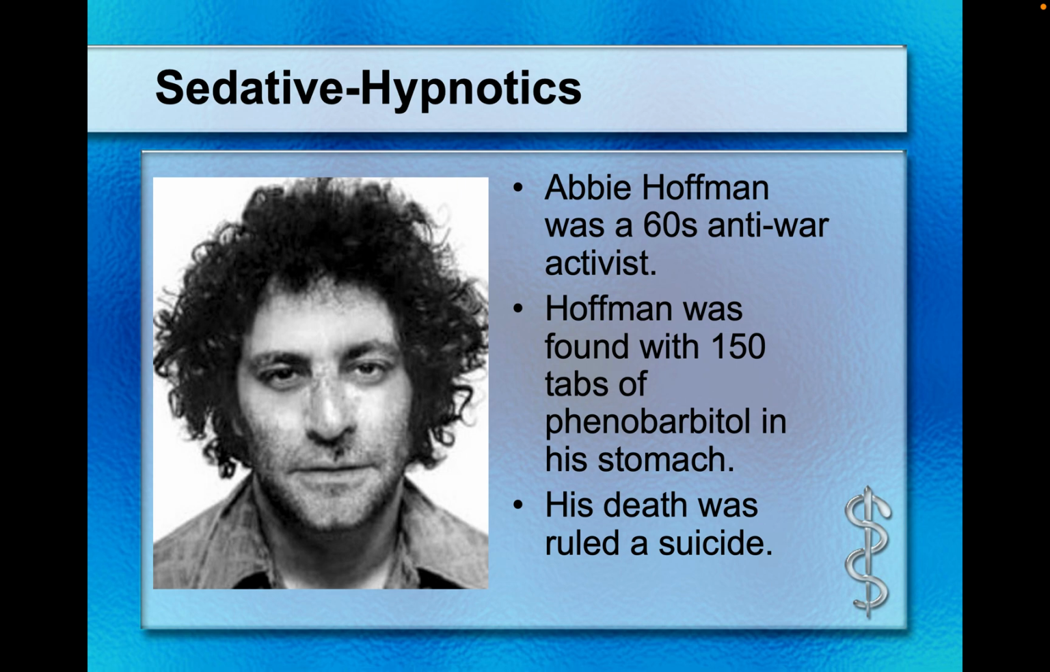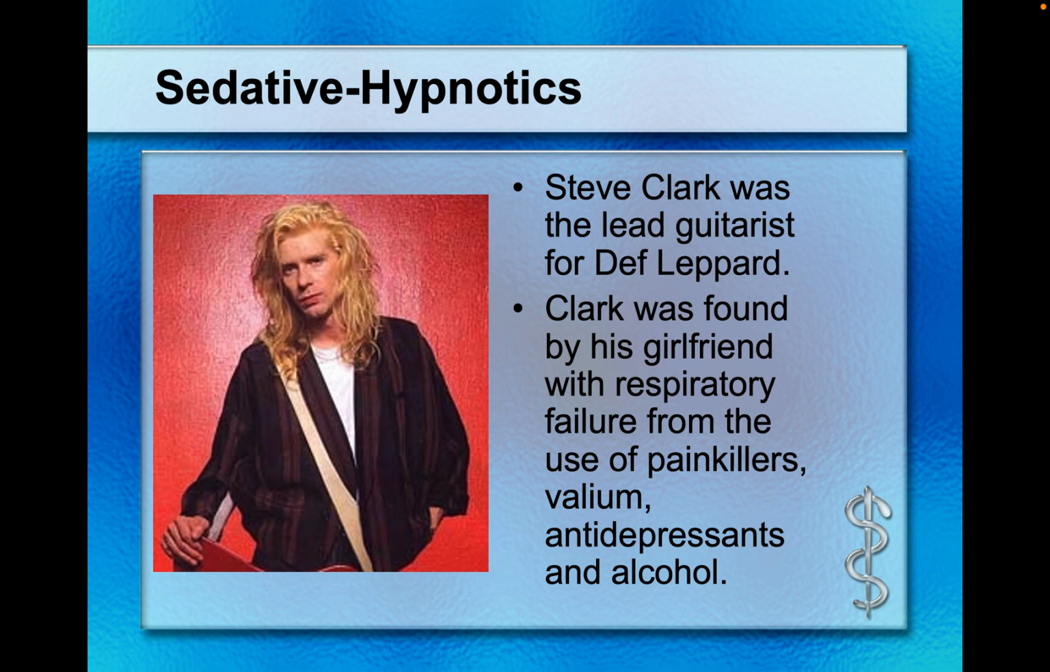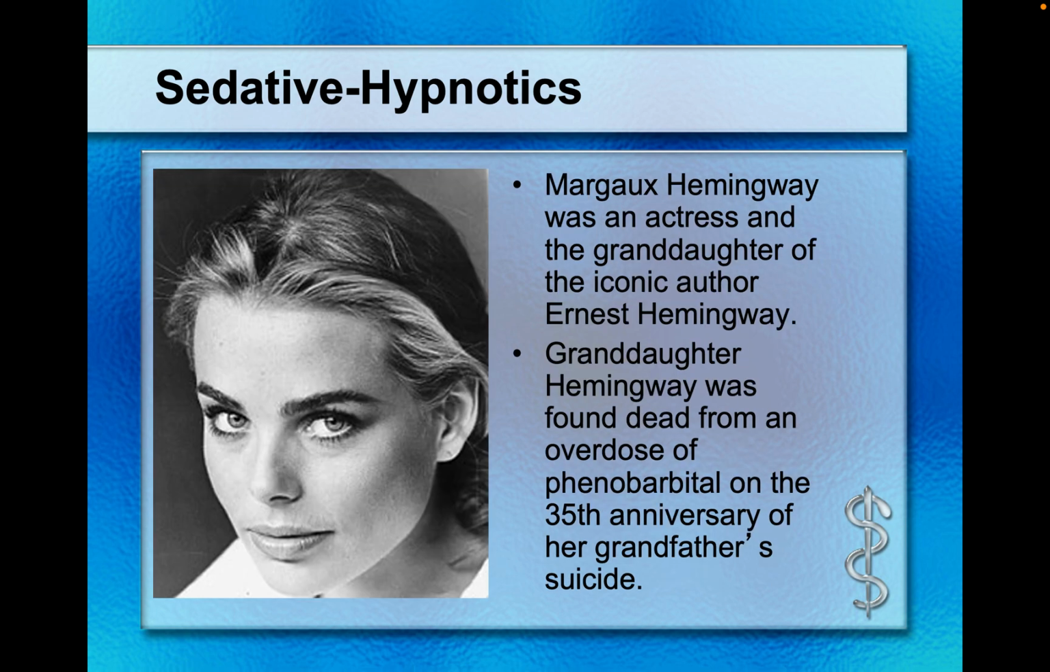Abbie Hoffman was a 60s anti-war activist. Hoffman was found with 150 tabs of phenobarbital in his stomach. His death was ruled a suicide. Steve Clark was the lead guitarist for Def Leppard. Clark was found by his girlfriend with respiratory failure from the use of painkillers, Valium, antidepressants, and alcohol.